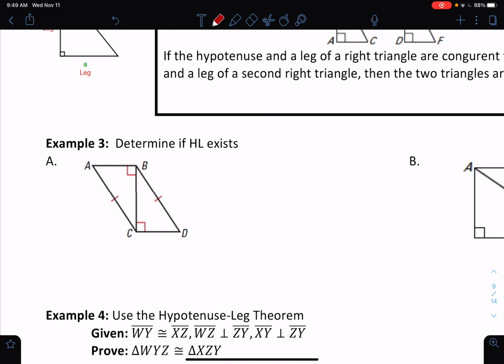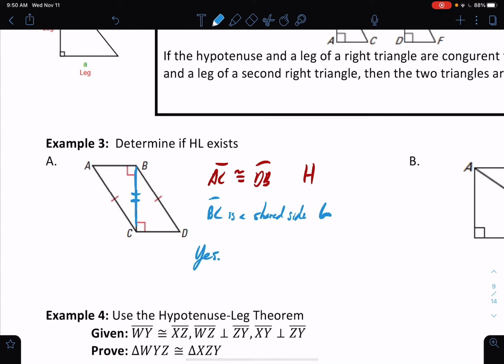In example 3a, we've got right triangles there. We've got the hypotenuses, so we've got AC congruent to DB. All right, that's given to us. That's our hypotenuse. And we notice BC is congruent to itself. It's a shared side. BC is a shared side, and that's a leg. So therefore, yes, these two triangles are congruent.